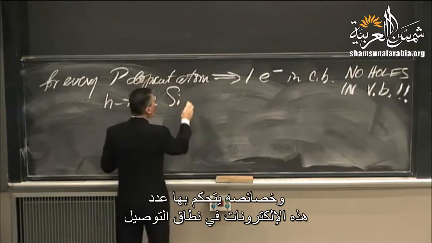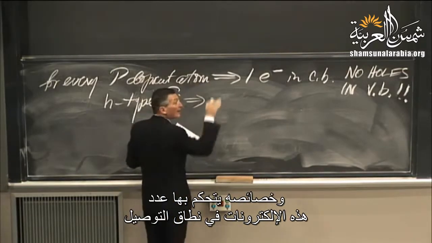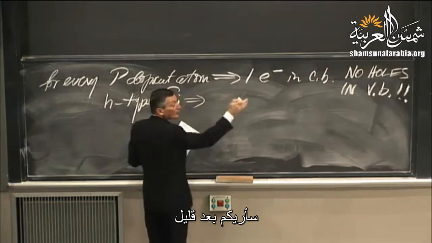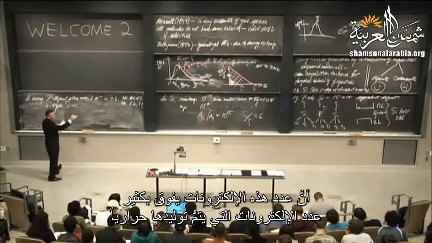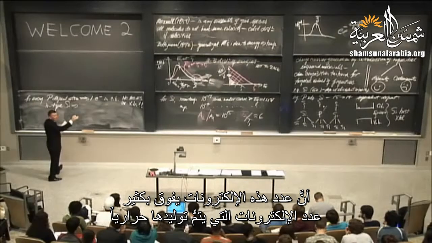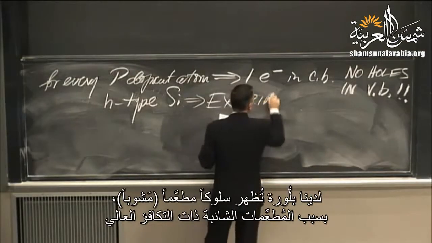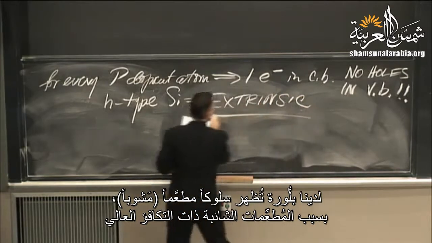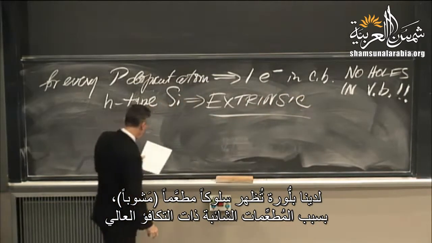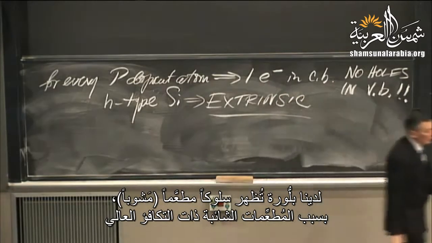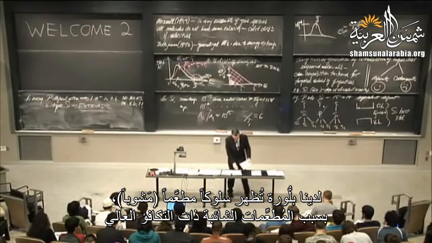And its properties are governed by the population of these, because I'm going to show you in a second that the number of these far exceeds the number that are thermally generated, so the properties here are called extrinsic. So now we have a crystal that is exhibiting its extrinsic behavior, thanks to the doping with the supervalent impurity.